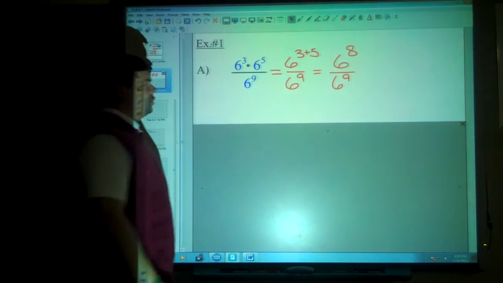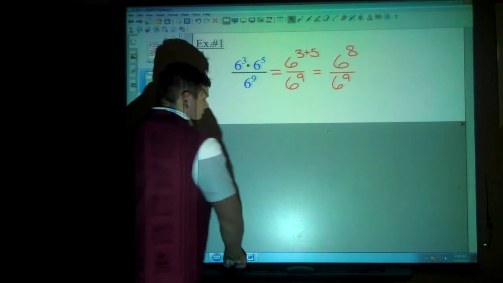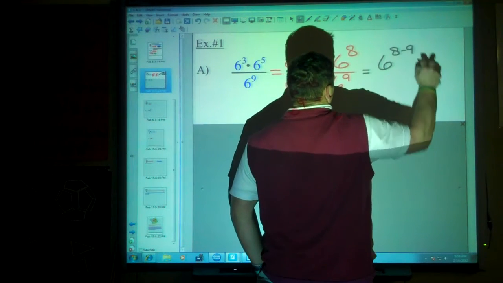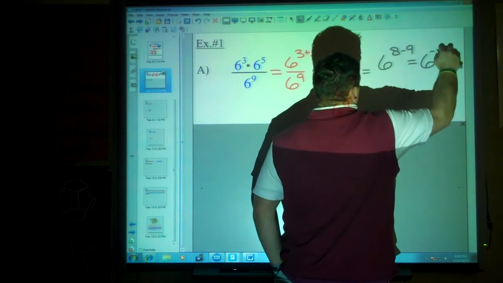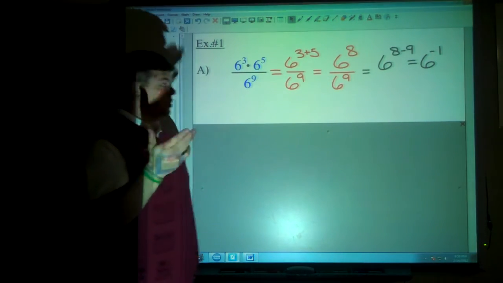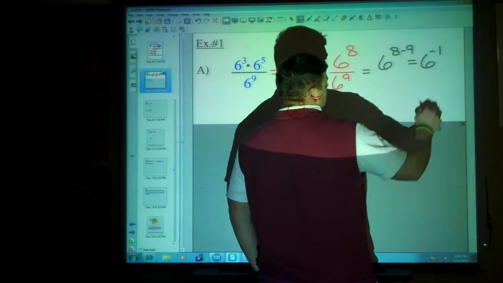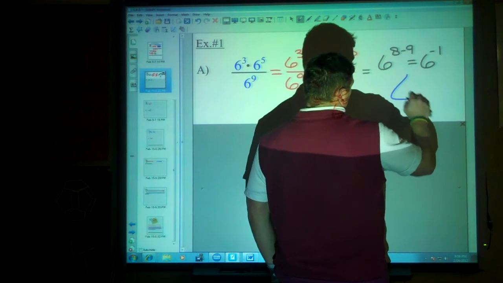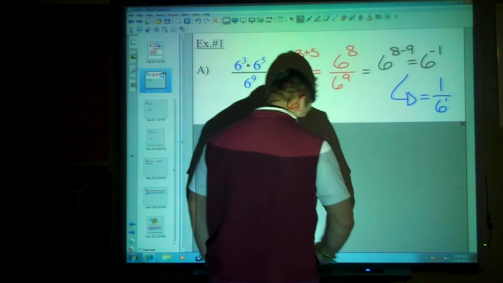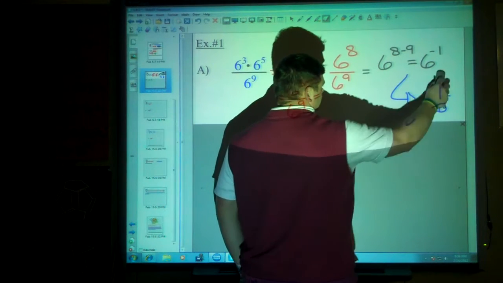Now there's a couple ways you could do this. You could go from this point and say, well, I've got the same base, so that's 6 to the 8 minus 9, which is going to equal 6 to the negative 1. And we already know what to do when it's a negative. You can say, well, that's the reciprocal of when it's a positive, so this would actually equal 1 over 6 to the first, which is the same as 1/6.